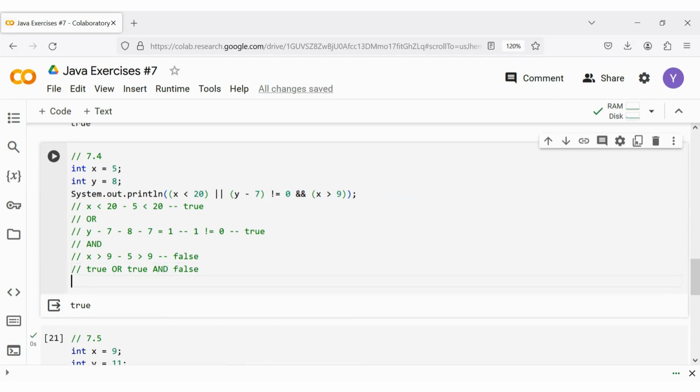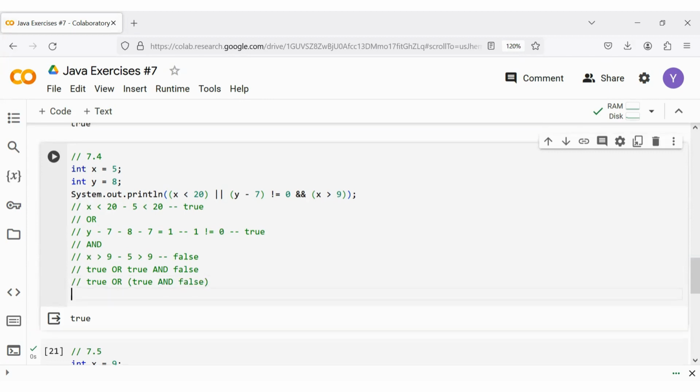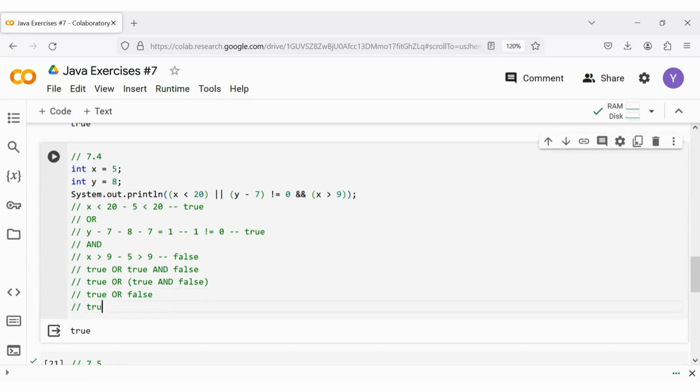The way that we're going to evaluate this is we do the AND first, because AND is higher in order compared to OR, just like when you evaluate arithmetic operators, where the multiplier has a higher precedence compared to, let's say, plus or minus. So here what we can do is write true or, and then put in a bracket, true and false. True and false is actually false, so true or false. It turns out that the final answer is true.